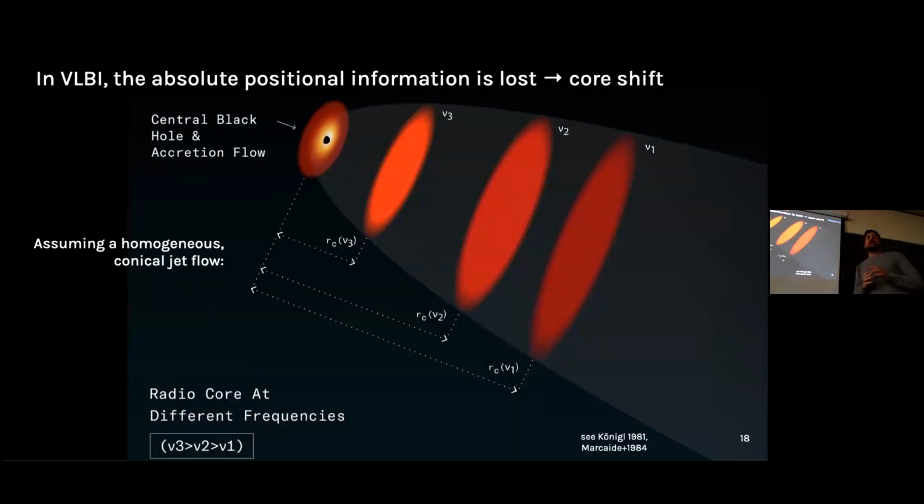Then the next thing to know about VLBI is that the absolute positional information is lost. So we get what's called a core shift. That means that when we see the observation in the sky, we don't know exactly where it is.